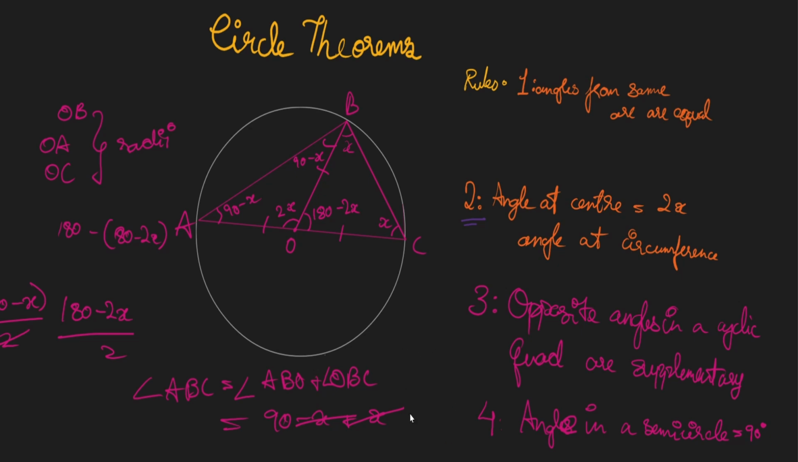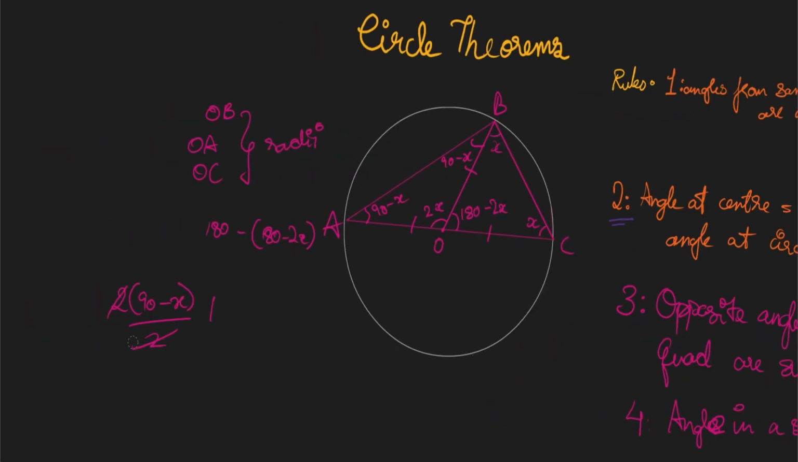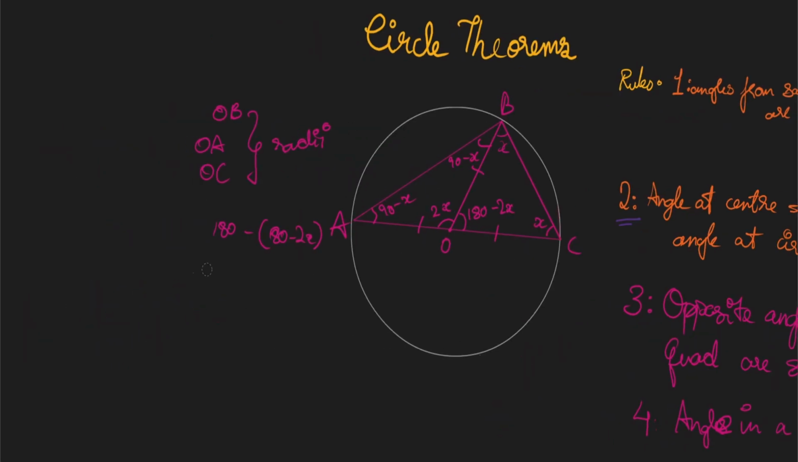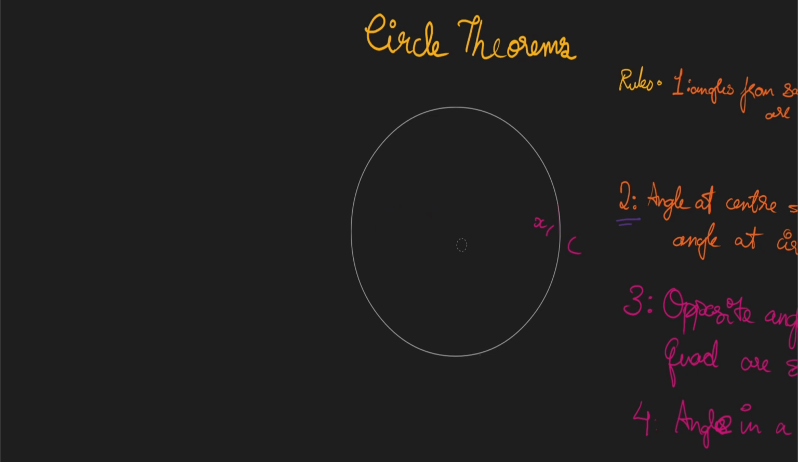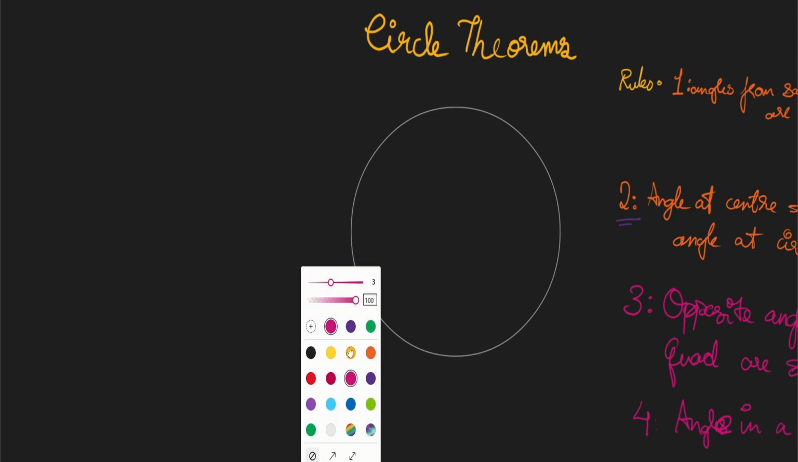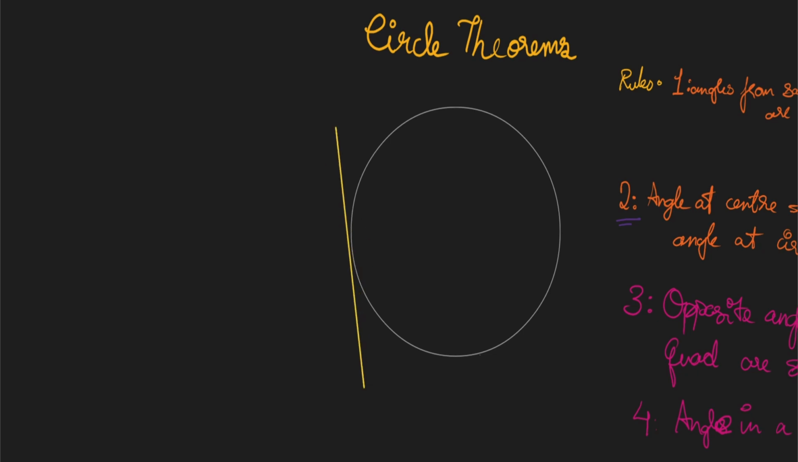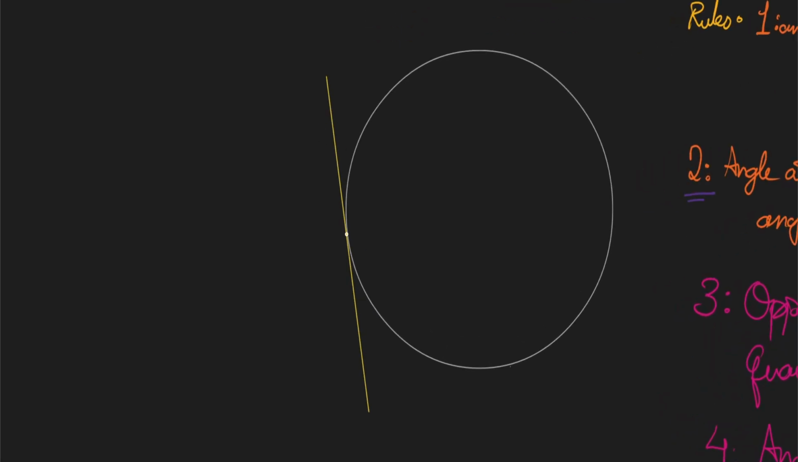Okay, so now we're going to look at our next theorem, which involves tangents. So tangents are basically any line that touches the circumference of the circle at one point and one point only. To us, it may seem like it touches the circle at multiple points, but in fact it touches the circle at merely one point. Right, so this is a tangent and it will touch the circle here.